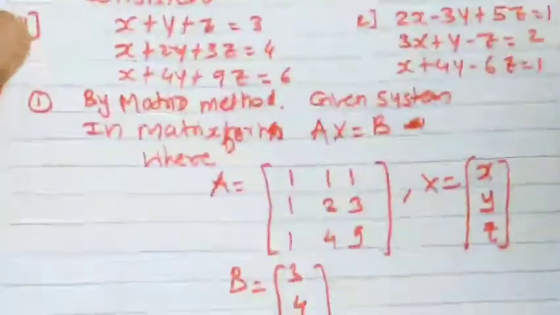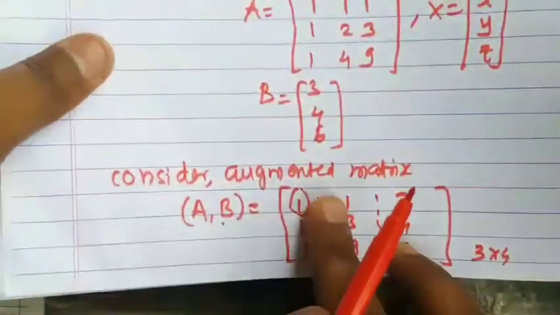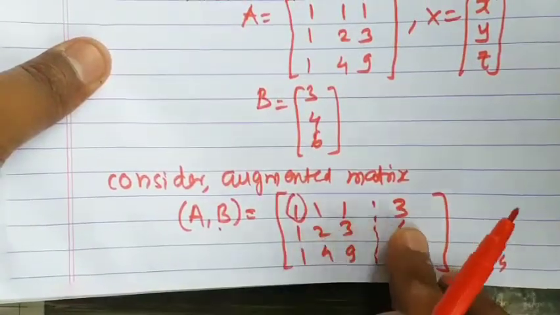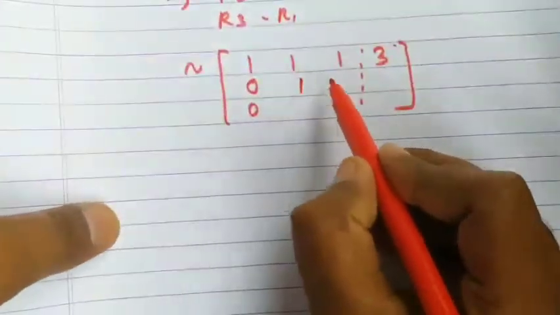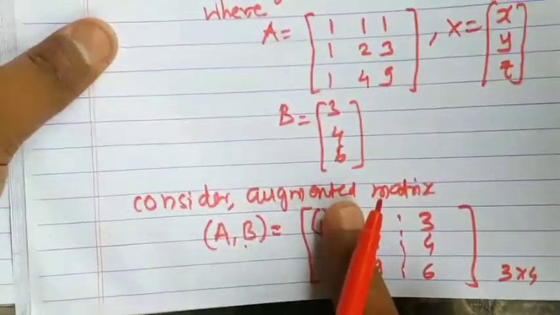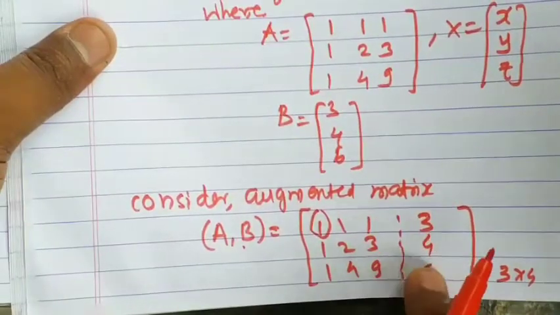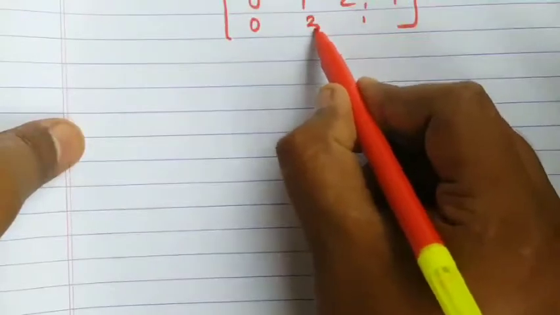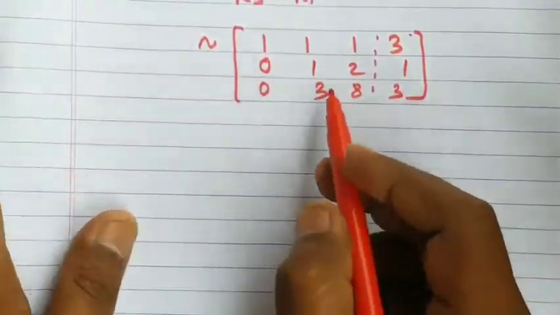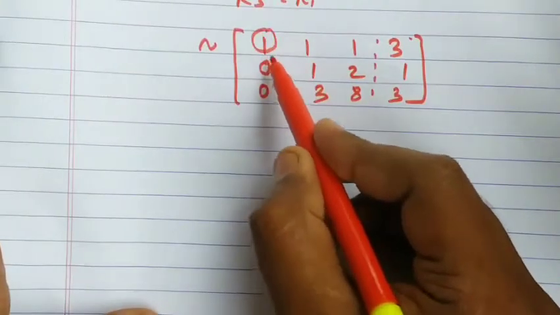Now let us calculate the remaining entries. 2 minus 1, 1; 3 minus 1, 2; 4 minus 3, 1. So here we'll have 1, 2, 1. Now R3 minus R1: 4 minus 1, 3; 9 minus 1, 8; 6 minus 3, 3. So we'll have here 3, 8, 3, right? Now this is the first pivot. Below that we are having 0.